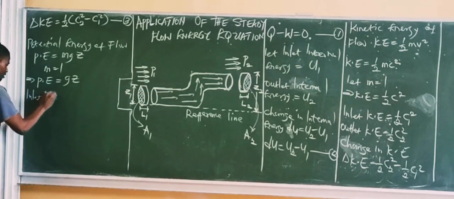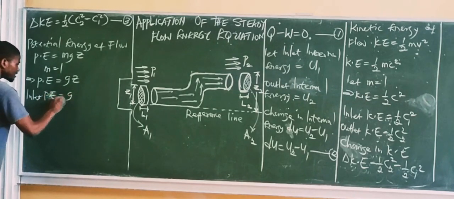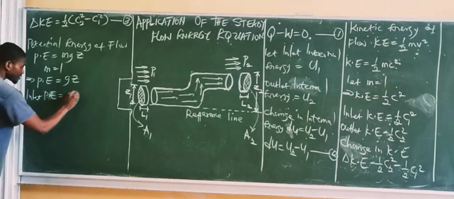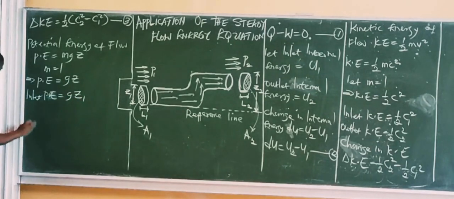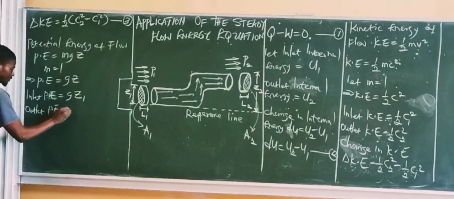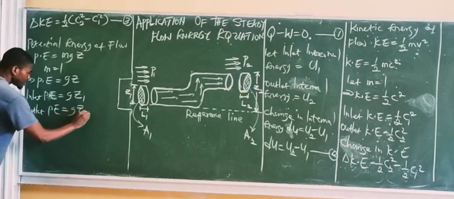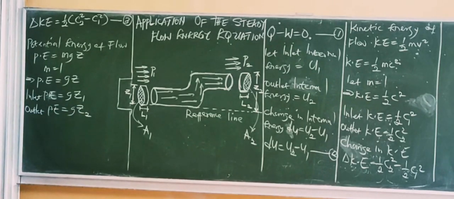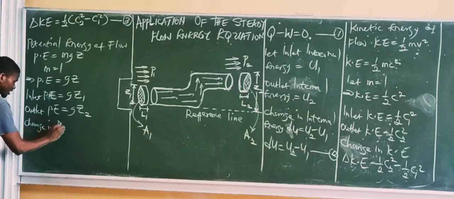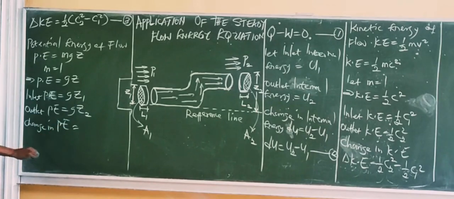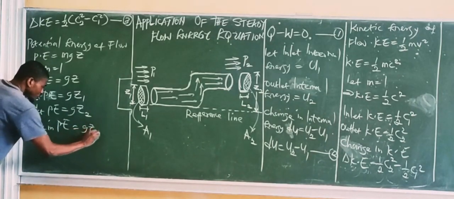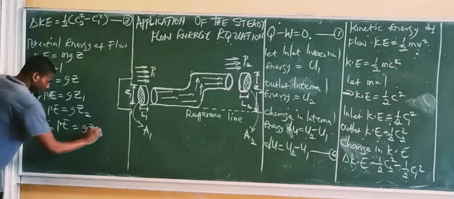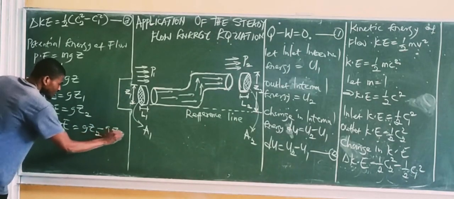Inlet potential energy is simply gravity, which is constant, times the inlet height, Z1. Outlet potential energy is gravity times the outlet height, so we have g Z2. Therefore, the change in potential energy is g Z2, the potential energy at state 2, minus g Z1, the potential energy at state 1.